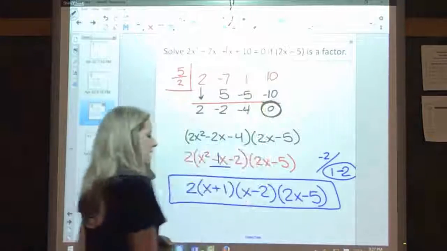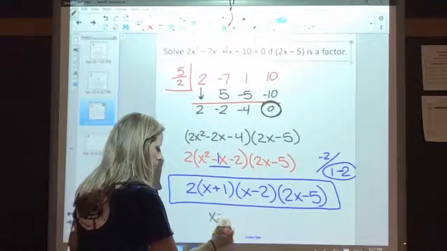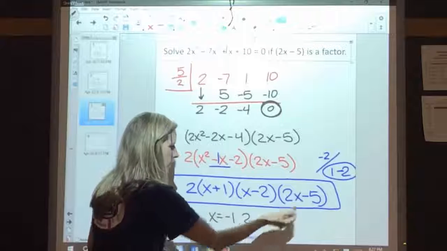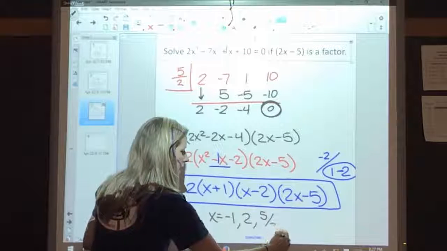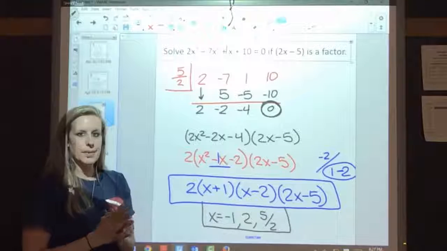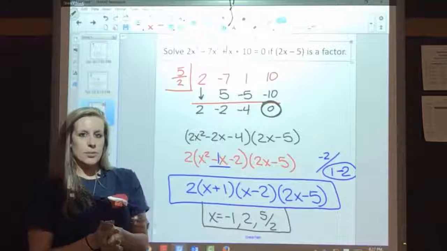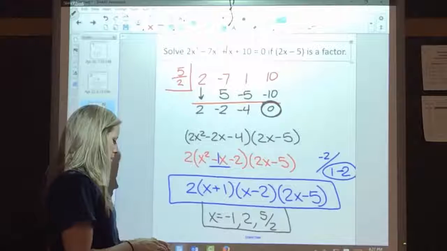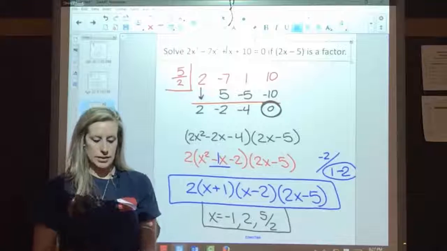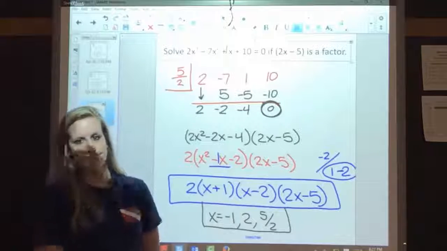Okay, then I'm going to find my zeros. So my zeros would be negative 1 for the first one, positive 2 for the second one, and positive 5 halves for the third one. Okay. Now I want y'all to try number 4, and then we'll check. So I'll give you 45 seconds to try it out, and then we'll check.